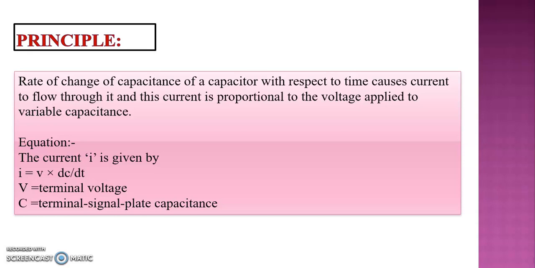will be I = dQ/dt, which is equal to V dC/dt + C dV/dt. But for DC voltages, dV/dt is equal to 0. Therefore, we get I = V dC/dt, where V is the terminal voltage and C is the terminal single plate capacitance.